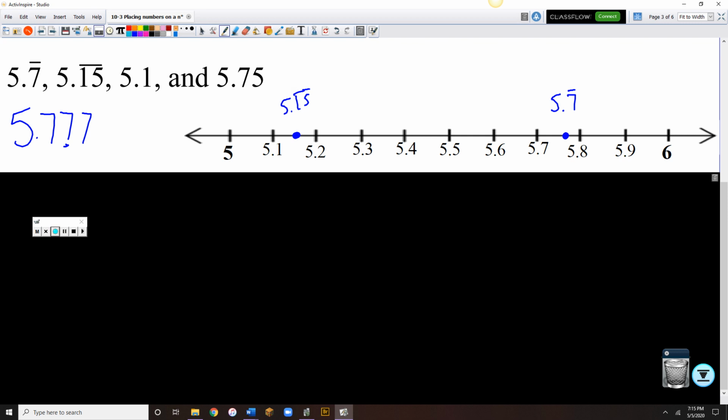Okay, 5.1, easy. It's already labeled and everything. 5.75. Now here's where it's super close to 5.7 repeating. 5.75, I'm going to switch colors so you can have it stand out a little bit better. 5.75 would be the exact middle, and it would be under 5.7 repeating. It would be the exact middle. And I'm just going to do an offshoot here so that my work is not too smushed.